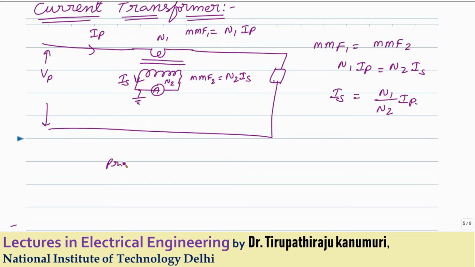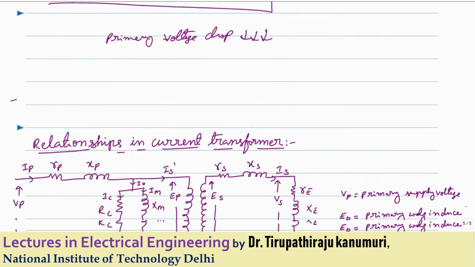The primary voltage drop should be as minimum as possible, so that the circuit characteristics are not changed, and the secondary burden or the secondary load that is connected in the secondary side should be as minimum as possible, so that this is not going to create any type of errors in the CT. So how the errors are created because of all these things, I am going to discuss in today's lecture and the next lecture. So let us proceed further.